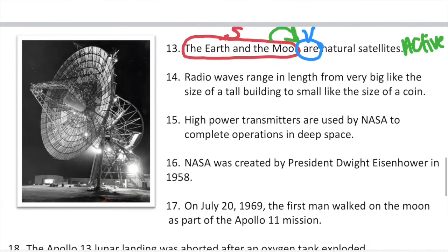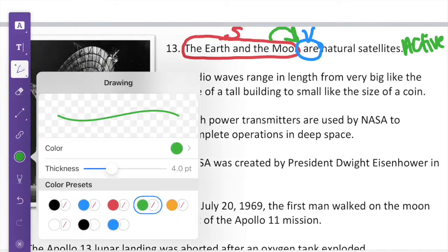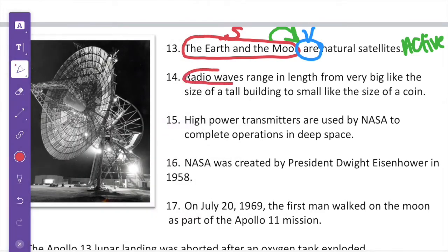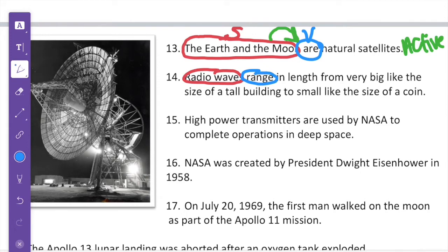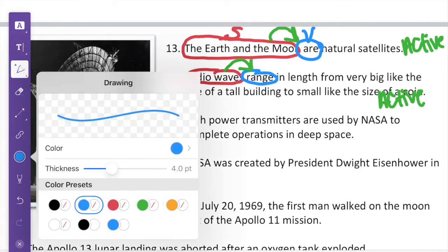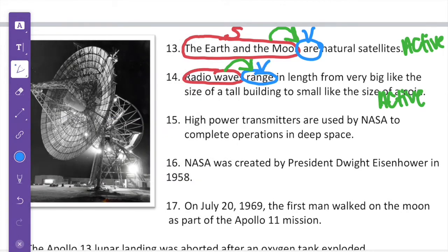Okay, let's take a look at 14. Radio waves range in length from very big, like the size of a tall building, to small, like the size of a coin. All right, looking for our subject, and we are circling that in red, radio waves. Next up, we're looking for our verb, range. They range. Are the radio waves doing the range? Are they ranging? Yes, our arrow is going to be going forward. This is another example of an active voice sentence. Notice that we only have one verb here. And we know that passive voice has to have two verbs or more working together.